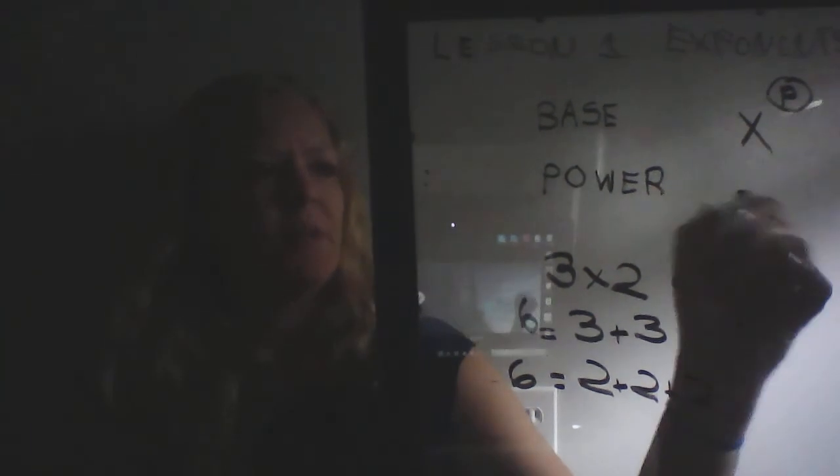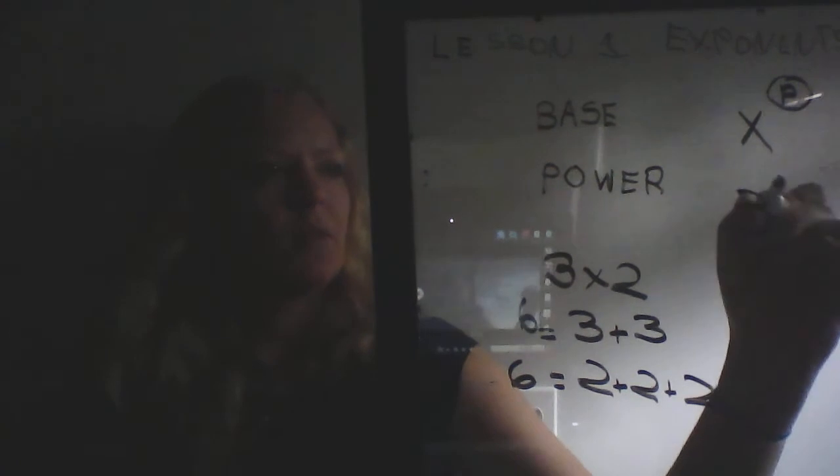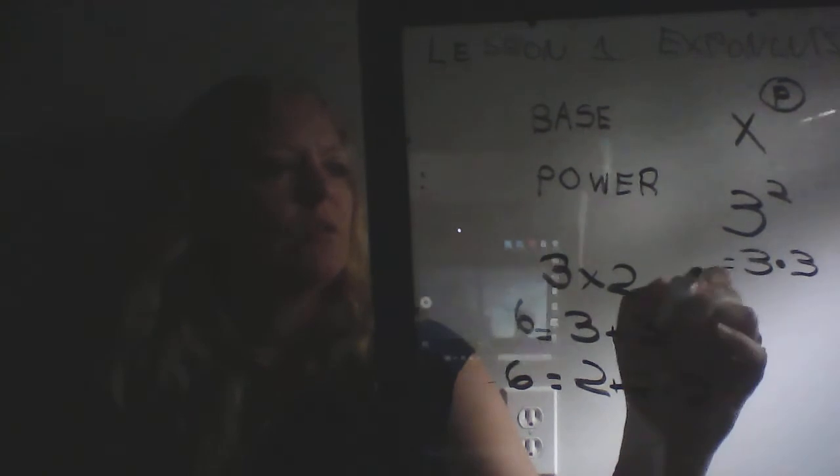Let's try an example. Let's say I had base 3 power 2. Base 3 power 2, what does that mean? Base 3 means I have a 3 repeated 2 times. And this time, remember, it's not addition, it's multiplication. Repeated multiplication. So, 3 times 3 equals 9. Okay? So equals 9.